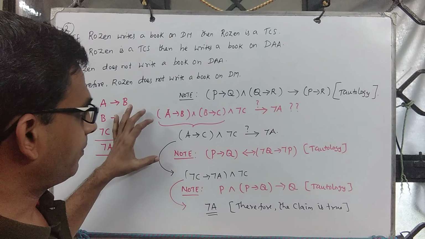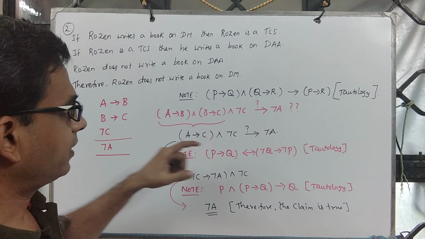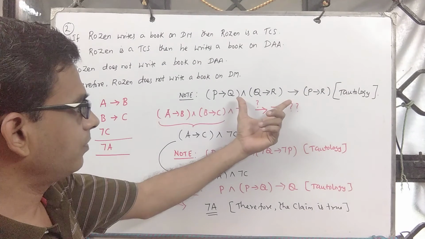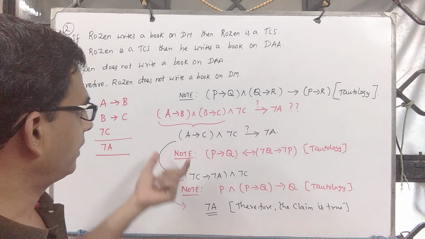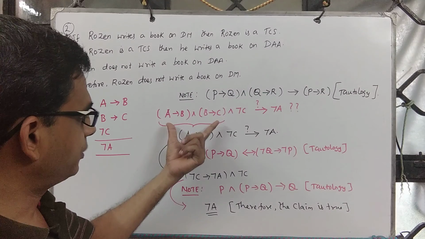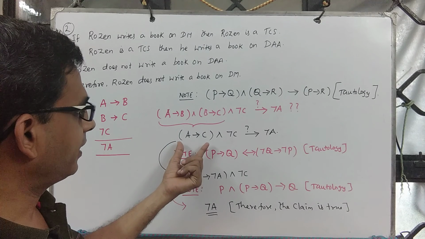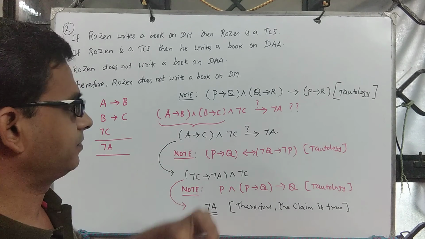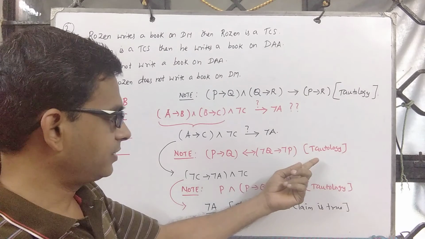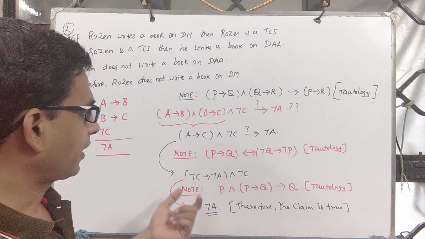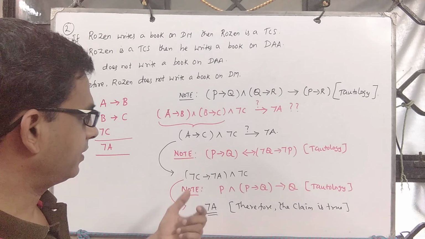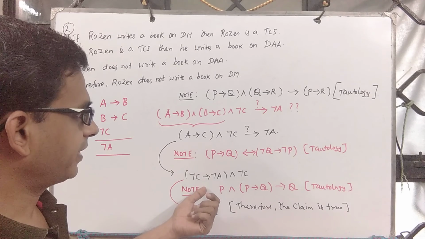A quick recap of what we did so far: we used this tautology rule and simplified these two. We obtained A implies C and this. Then we applied this tautology rule and we were able to simplify this as well. Subsequently, we got this.